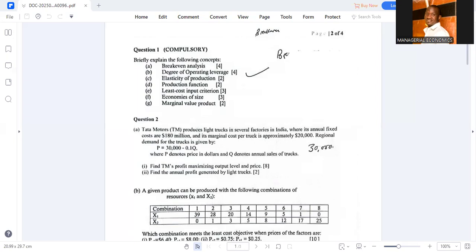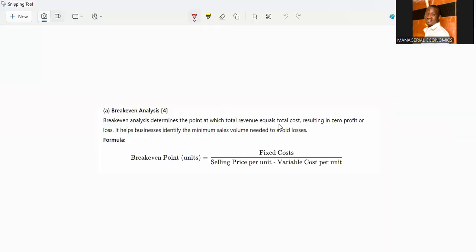So to explain the break-even analysis, break-even analysis is simply a point at which our total revenue is equal to our total costs, or a point at which our profit is zero. This point is important because it helps us identify the minimum sales volume to avoid what? Losses. So it's given by BEP is equal to fixed costs divided by selling price minus variable cost. So you get your 4 marks for that.